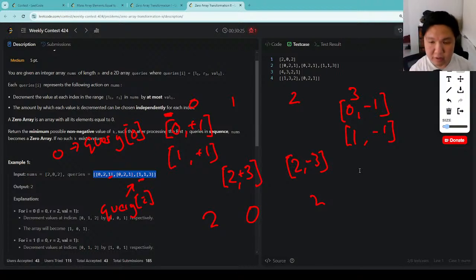Well, IDX is smaller than best. Let me see. IDX is smaller than best. Okay, let's see if this works. Wrong answer. Damn it.